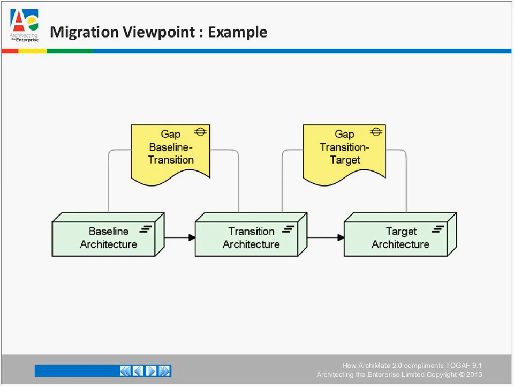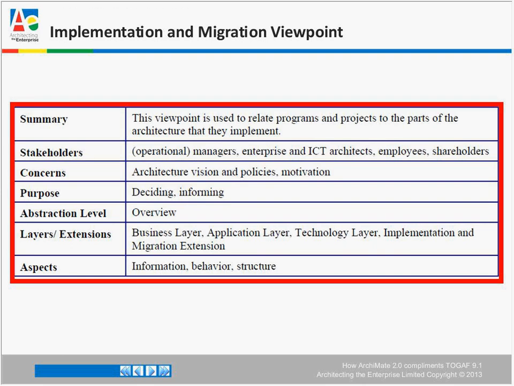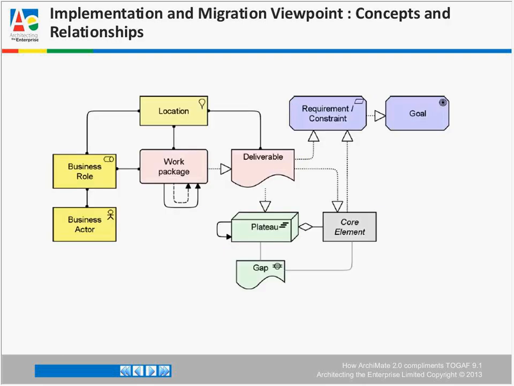Some of the questions we had here was how does ArchiMate show the difference between baseline and target architectures using the viewpoints provided in the migration extension. And here's another one in the implementation of migration. I mentioned the implementation migration viewpoint, which has a work package, as we can see here, deliverables, two elements of the architecture here, also mapped to plateau and the gaps as I described, but also mapping it back to the requirements and goals that motivated those elements in the first place.